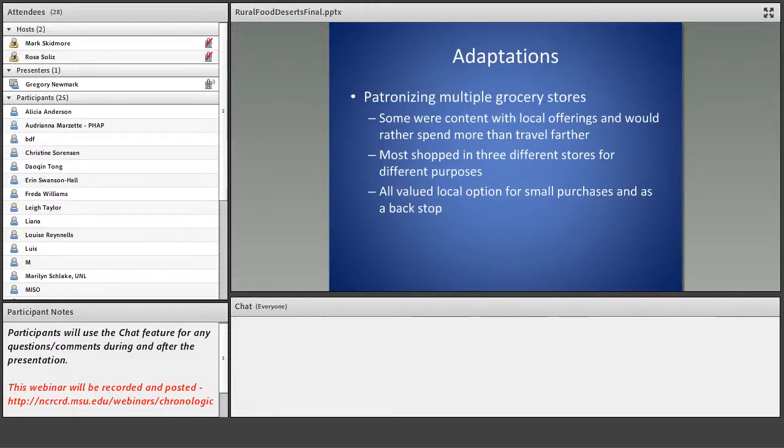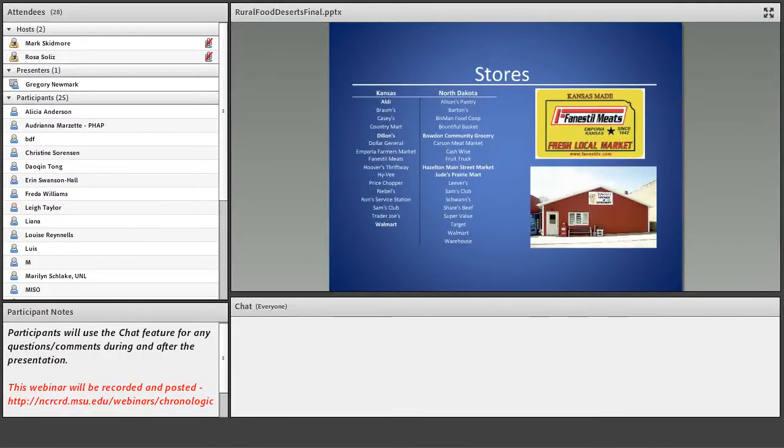So we really focused on adaptations and the kind of behaviors that people use to adjust to this in order to inform our own thinking. A very common one was that households would patronize multiple grocery stores. A small selection, mostly older people, expressed contentment with the local offerings, and they would rather spend more than travel farther. But most people that expressed where they shopped in the focus groups shopped in at least 3 different stores, often for different purposes. But they did all value having a local option for sundry items, and also as a backstop in case they forgot something.